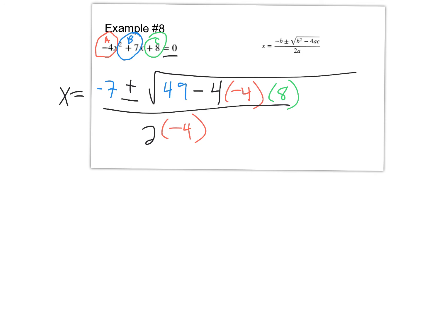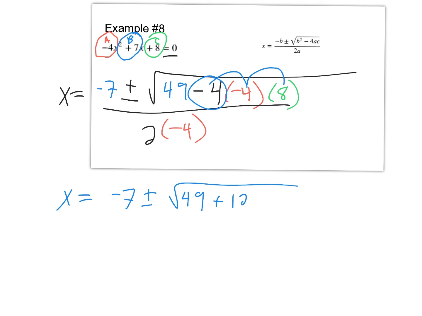All right, so let's start doing the math. X equals negative 7 plus or minus radical 49. Now, negative 4 times negative 4 is 16. 16 times 8 should be 144. That's 128, sorry. All divided by negative 8.